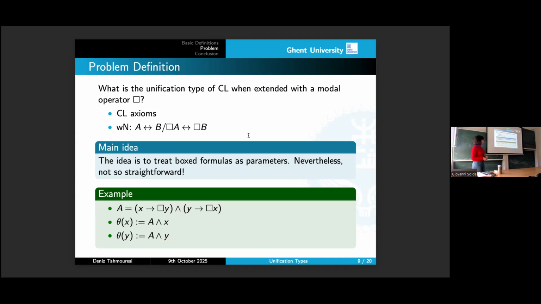This example shows that there is some sort of circularity in the process, and we need to remove this so we can have the unification type of CL box plus. I'm going to refer to this logic as CL box plus from now on.